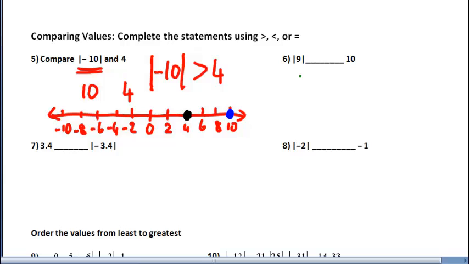Again, remember, rewrite the absolute value and then check. This is just a 10, that's why I'm just writing it that way. Alright, absolute value of 9, 9 is less, so the absolute value of 9 is less than 10.